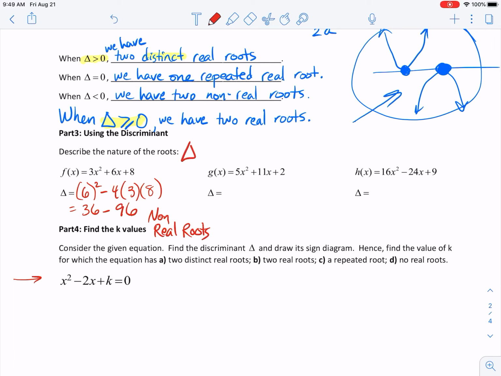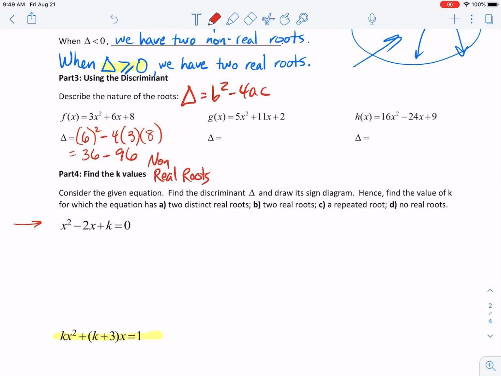So the discriminant is equal to b squared minus 4ac. Maybe I should have written that first. This next part doesn't give you the entire equation. They're giving you a value of k, and K, by the way, is our favorite letter. They want to know what values of k give you different scenarios. If I plugged in different values of k, when would I have two distinct roots? When would I have just two real roots? When would I have a repeated root? When would I have non-real roots?